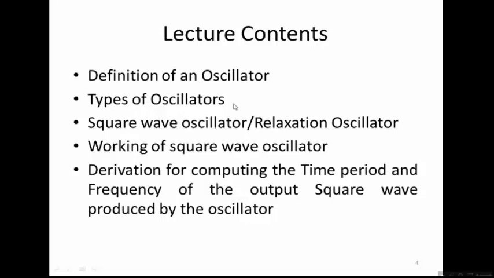There are different types of oscillator, but in this class we are going to cover only the square wave oscillator, which is also called a relaxation oscillator. Then we will see the working of the square wave oscillator and the derivation for computing the time period and frequency of the output square wave that is produced by the oscillator. So how the timing analysis is performed to find out the frequency and time period of the output waveform, that we will carry out for the square wave oscillator in this lecture.